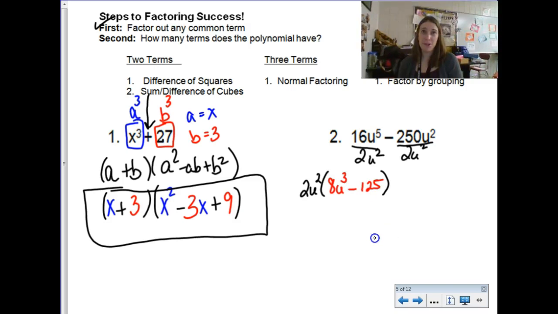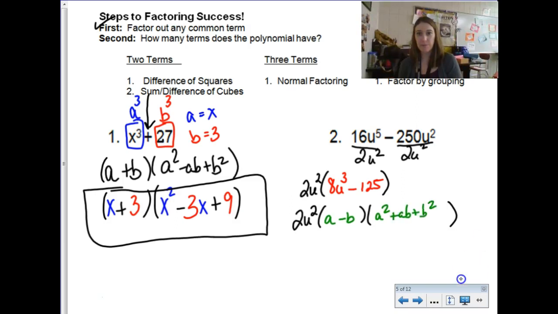It'd be awesome if we were done, but we're not. What I just wrote down in red is 2 terms long, and it is the difference of 2 cubes pattern. So what we're going to have to do next is leave the 2u squared in front, but use the difference pattern, which I'm going to write down in green down here just so I don't get confused. The pattern is a minus b, a squared plus ab plus b squared.